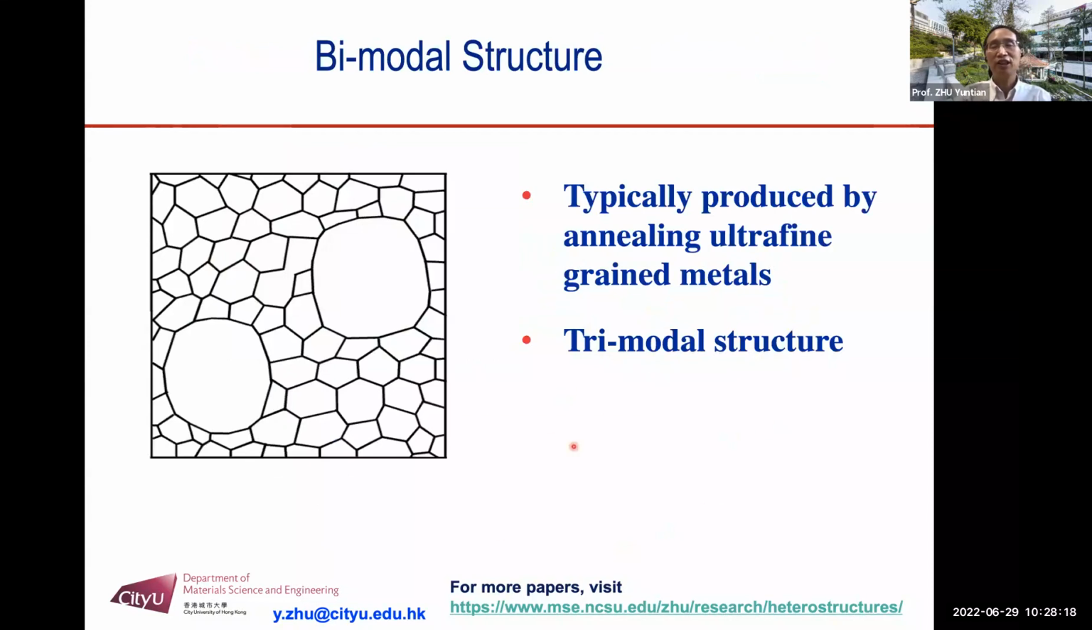The second type of heterostructure is called the bimodal structure. I think many people are familiar with this. There are extensive publications on this. I'd like to stress that this is not the most effective heterostructure. This can be typically produced by annealing ultrafine grain metals to have abnormal grain growth, where some grains grow larger like this. Of course, for bimodal structure, you can also have a trimodal structure in some cases. Of course, another way to produce this type of structure is by powder metallurgy.